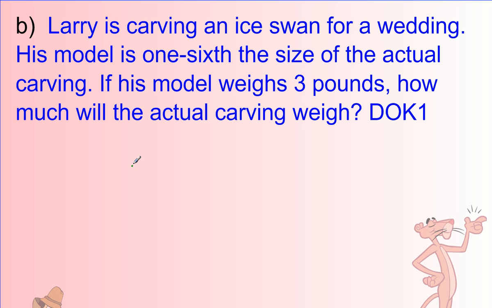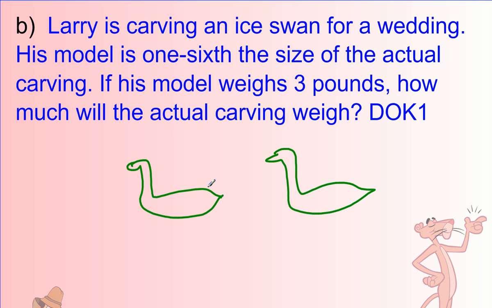Alright, so he has his 2 swans, and there's my beautiful swan. There's one swan, and he has another swan. Nice. So his fake swan is 1/6 the size of the real. So the fake is 1/6 the size of the real. That's what it says. His model is 1/6 the size of the actual carving. So I'm using this as my fake, the model, and this is the real deal.